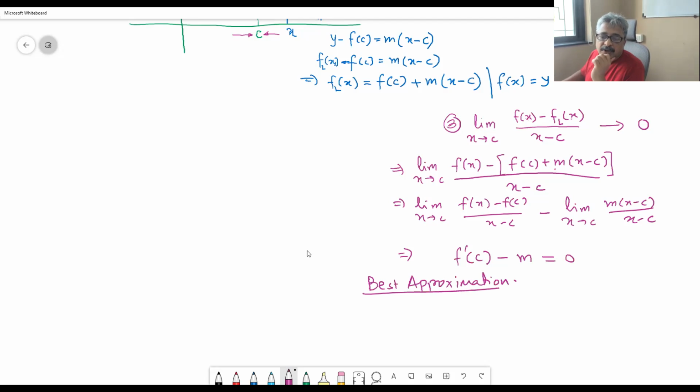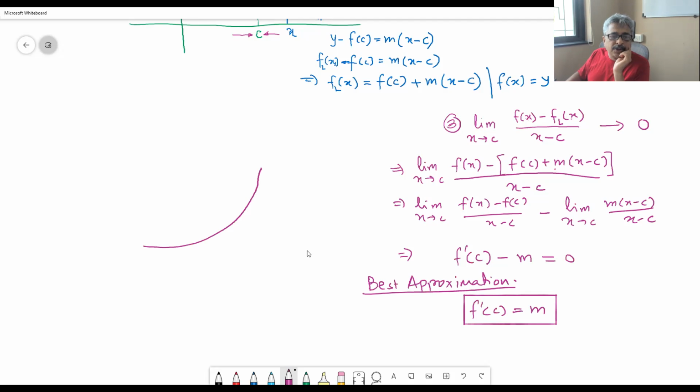And therefore if f dash of c is equal to m, that is the nearest linear approximation of the curve. So if you have a curve and if you want to study the properties of this curve at this point, you can study the properties of the straight line in the delta neighborhood of x, and you should be happy about it. Of course, there will be some error if you are not at c, but if you are near c, then there will be very little error.